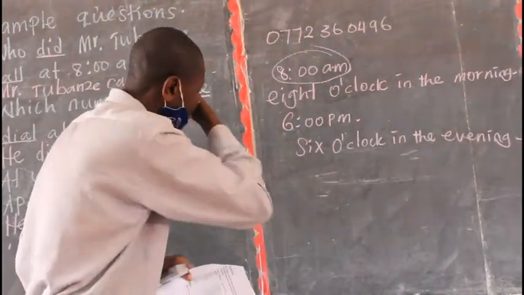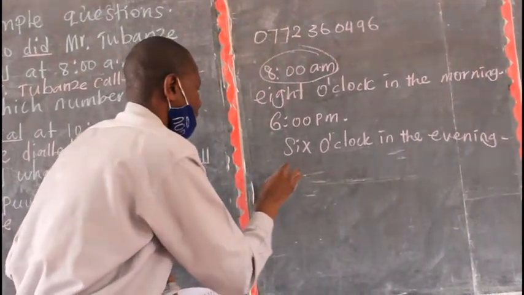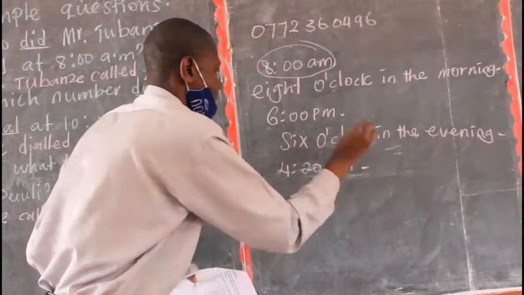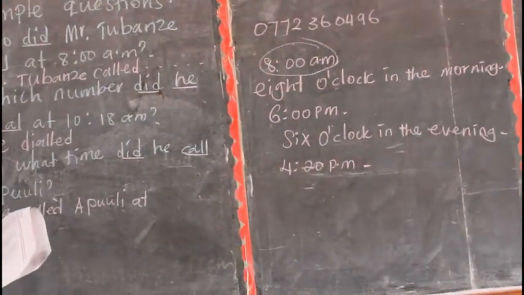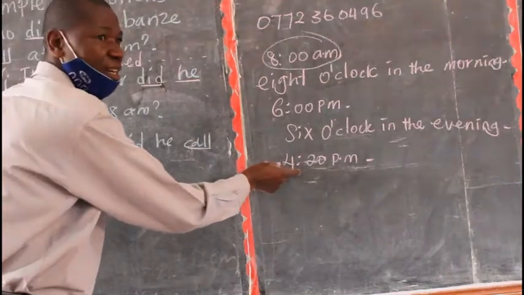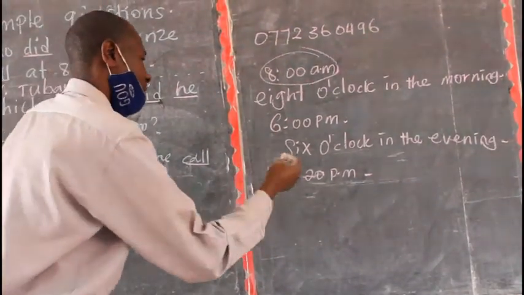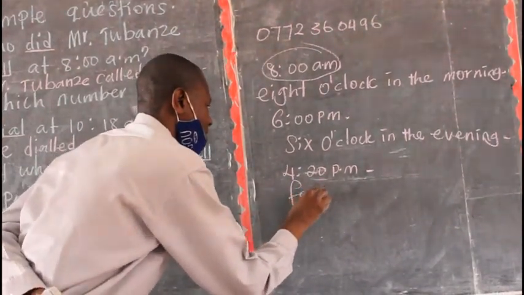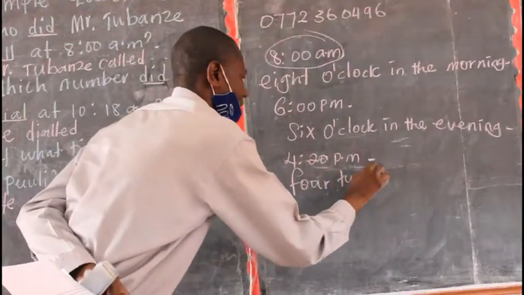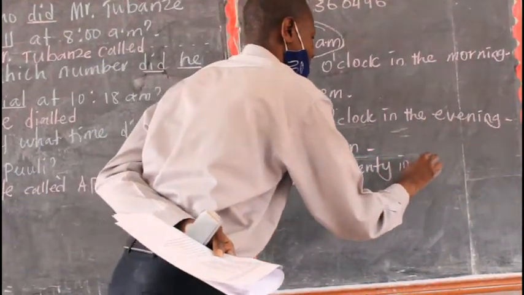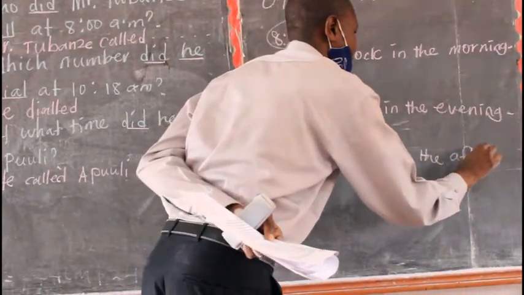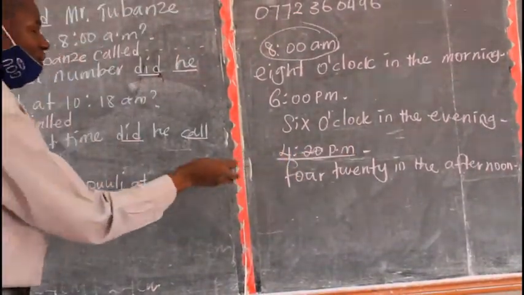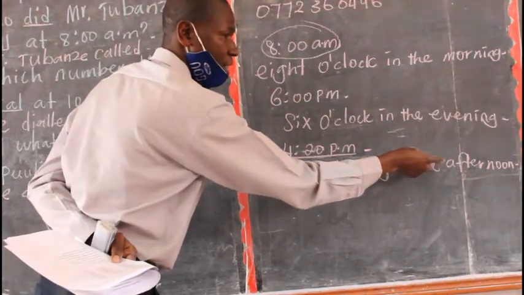When it is like, let us assume it is 4:20 p.m. At what time did he call Apoli? How do we write this in words? That means we shall say he called Apoli at 4:20 in the afternoon. So you can see this time here is written as 4:20 in the afternoon.